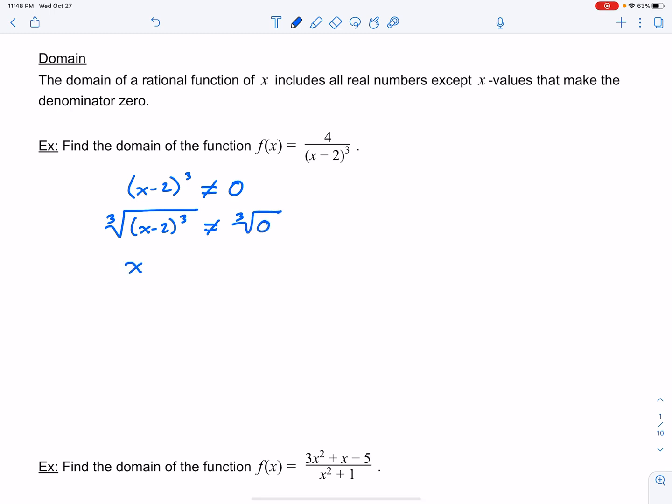So then we just have x minus 2 cannot be equal to 0, because the cube root of 0 is just 0. So x cannot be equal to 2. If x were equal to 2, then our denominator would be equal to 0. So our domain here is all real numbers except x equals 2. So we could say that our domain goes from negative infinity to 2, and from 2 to infinity.